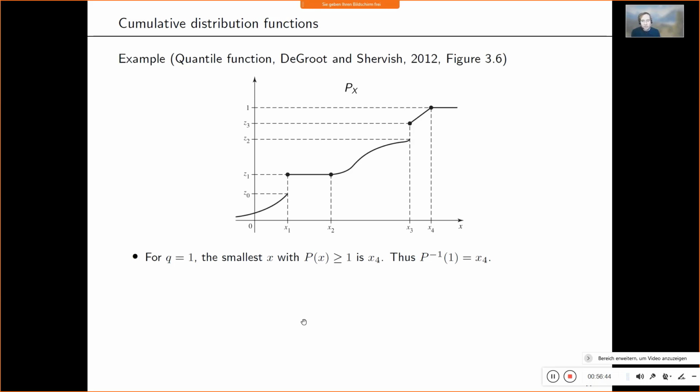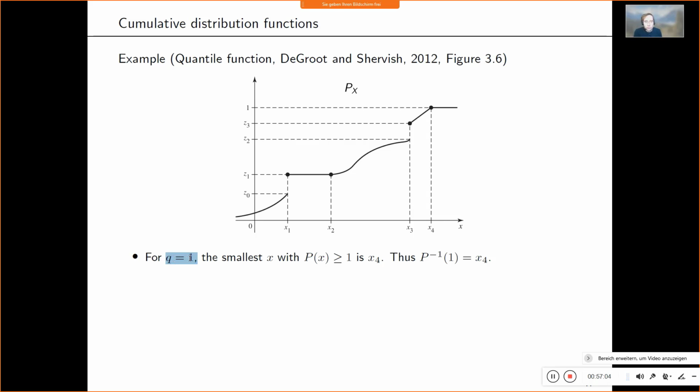So to exemplify this, here there's a figure from DeGroot and Schervish, figure 3.6, which kind of is a little test case to understand what's going on with the quantile function. So let's look at some examples.